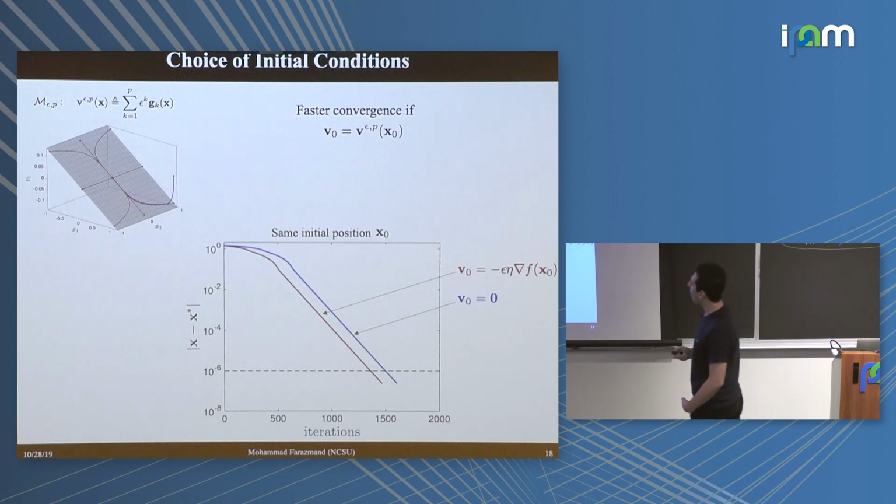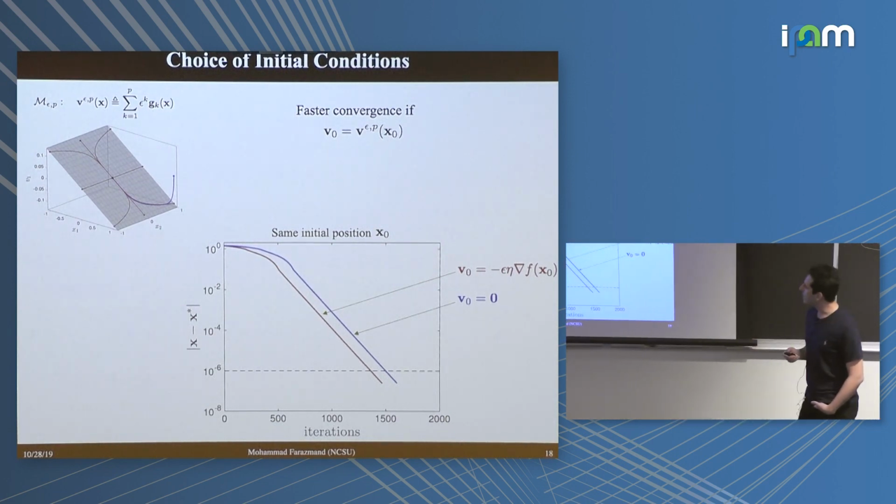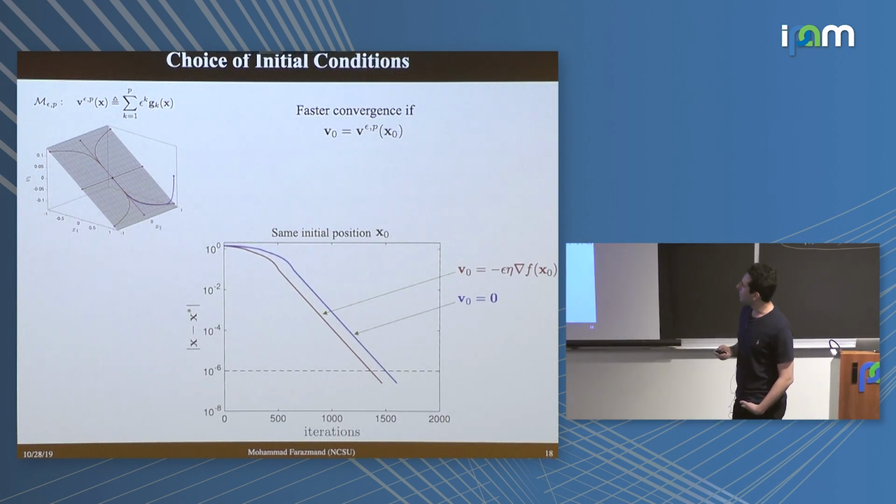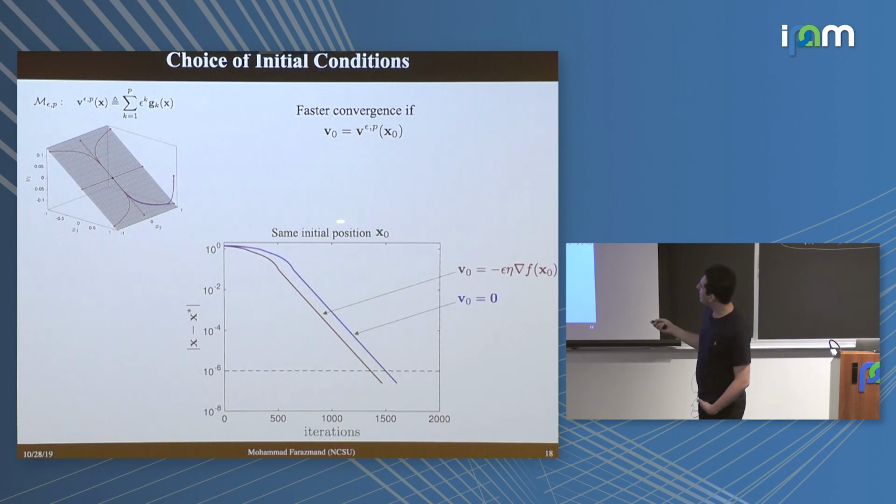Let's see how in practice it really helps you in saving iterations in convergence to the minimizer. So what I'm showing here is the Polyak iterations for function 1 from the examples that I showed, for which the slow manifold is basically linear.